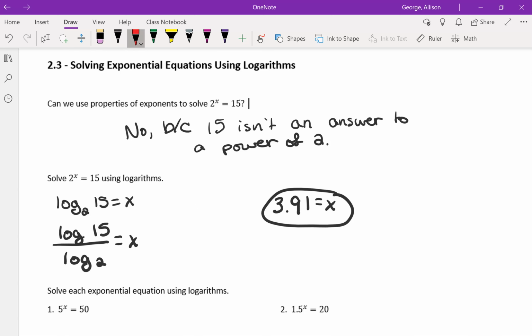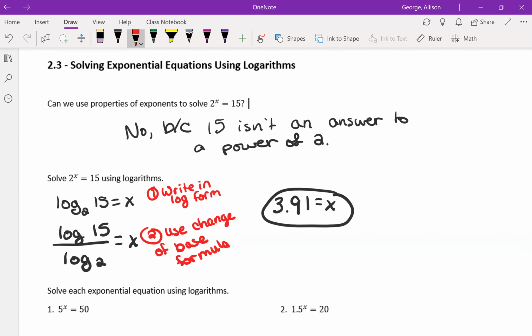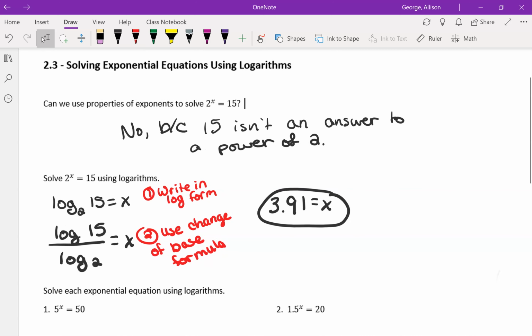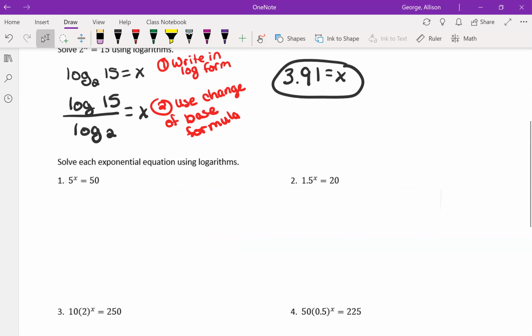Just to recap what we did, we wrote it in log form, and then we used our change of base formula. And if you're wondering what the change of base formula is, go back and look at 2.1. That's pretty much all we're going to be doing with these equations, just solving them in this method.